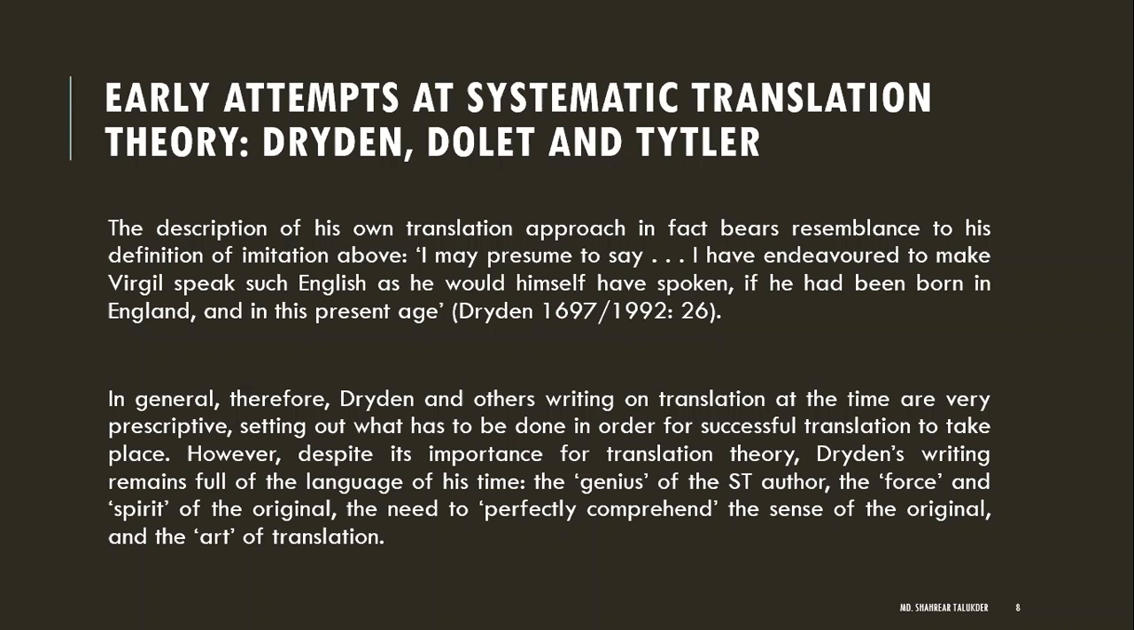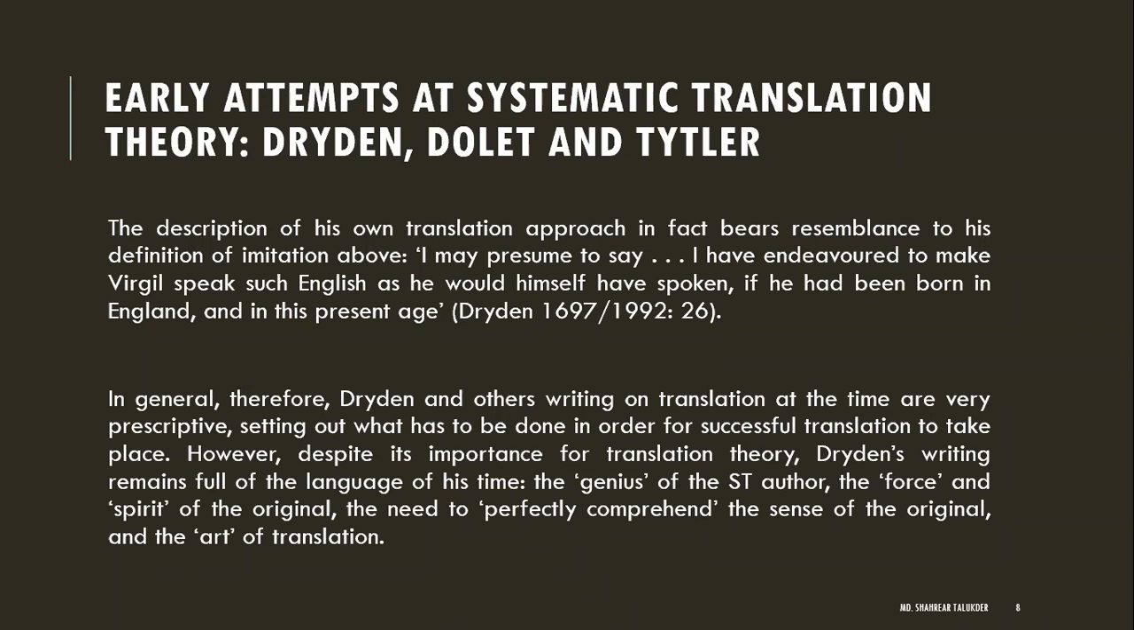Okay, now here we see that therefore Dryden and others writing on translation at the time are very prescriptive. So তারা বলতেন যে কিভাবে লিখতে হবে, কেমন করে ট্রান্সলেশন করতে হবে, ট্রান্সলেশনের থিওরি বা স্টাইল কেমন হবে, তারা এগুলো বলতেন। অর্থাৎ তারা সাজেস্ট করতেন, প্রেসক্রাইব করতেন। It was not descriptive, it was prescriptive. তারা বলতেন যে এইভাবে ট্রান্সলেট করতে হবে। Okay, setting out what has to be done in order for successful translation to take place. But a successful translation hote gele ki korte hobe ei jinish gulo tara suggest korten.